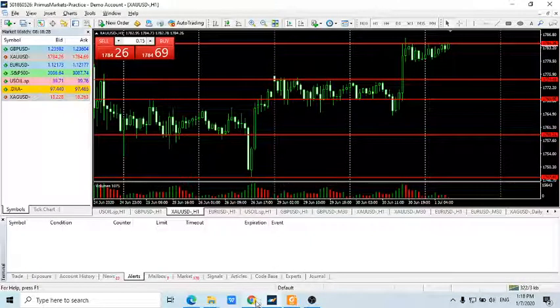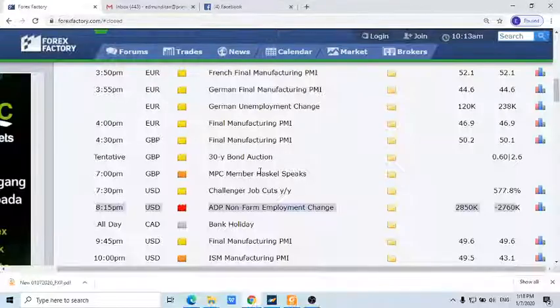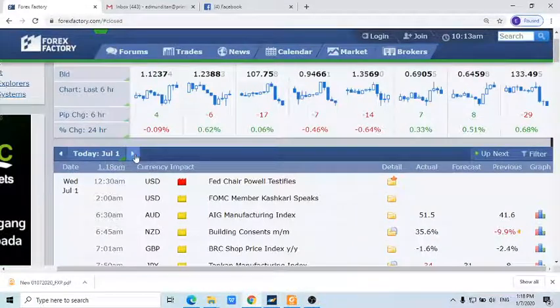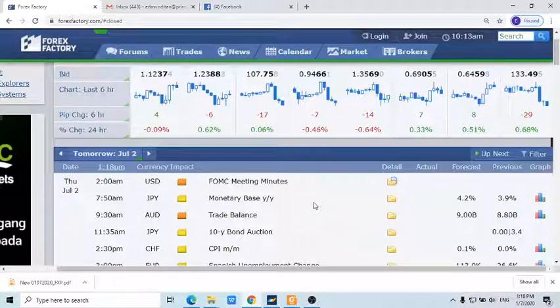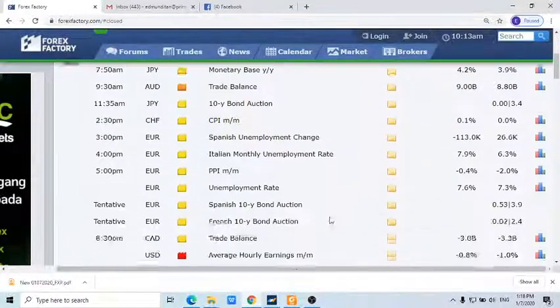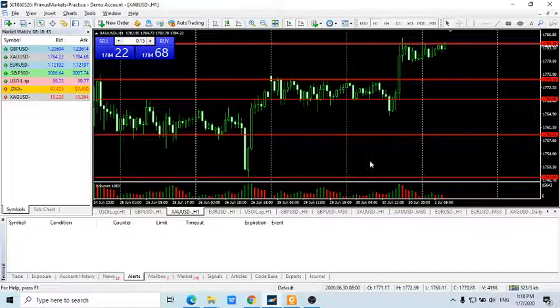And later on in the morning also, we will have the FOMC meeting minutes, which will be announced at 2 a.m. Here we go, Thursday morning, 2 a.m. local Singapore time, will be the FOMC meeting minutes. So rest assured there's going to be action today. You just have to understand the movements and patterns, and hopefully when the price action starts to move, you'll be able to catch the direction and make a good profit today.